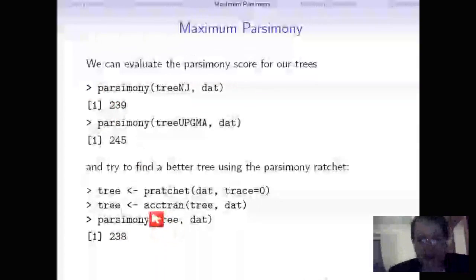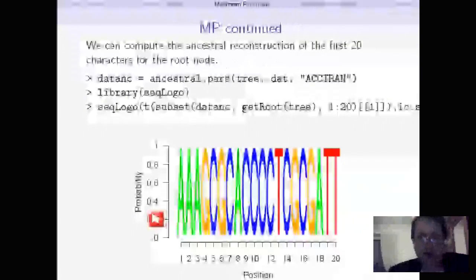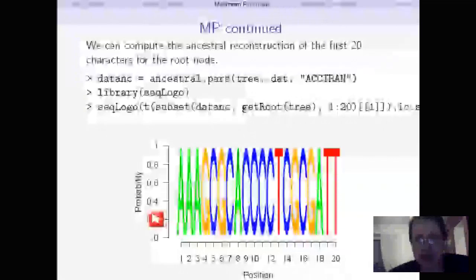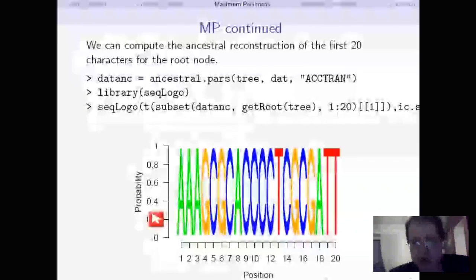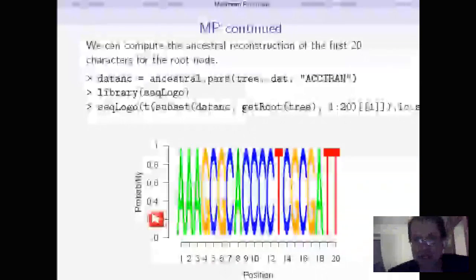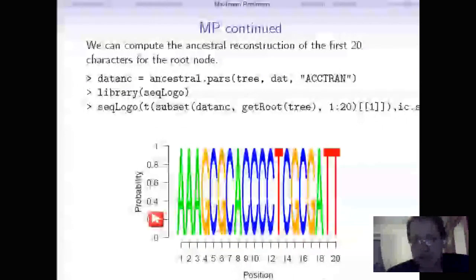Yeah, and of course then we can use this parsimony score and also construct some ancestral states, and we can take a root. Of course, parsimony trees are normally unrooted, but we can define some root and see what would have been the root sequence, for example, of the first 20 taxa of this data, and then we can plot this.